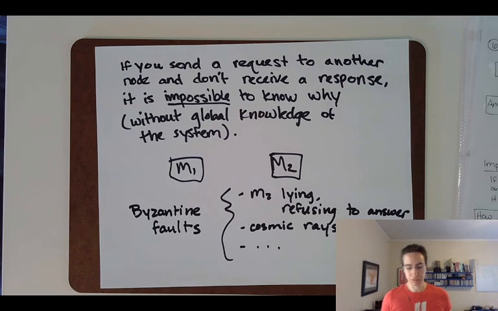So how do real systems deal with this sort of situation? If one machine wants to send a message to another machine, and it doesn't know for sure if it's going to get a response, what does M1 do in practice when it's sending out a request and it wants a response?